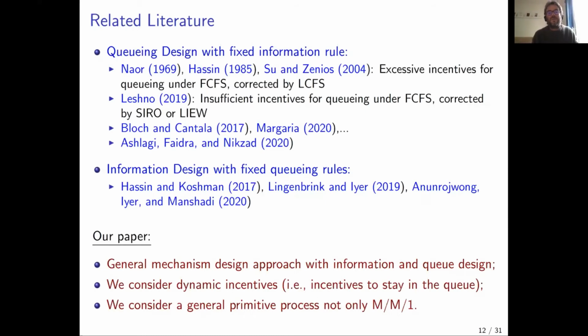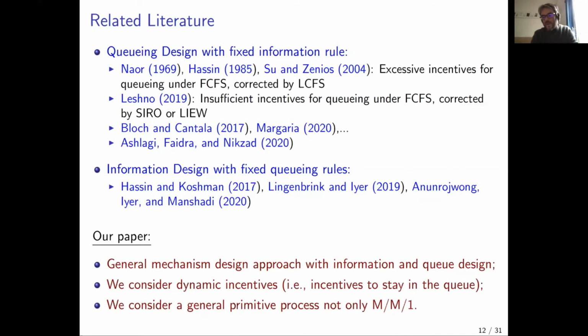And I think one value of what we're doing is that by enlarging the set of instruments, we end up with a solution which is extremely simple and actually used in practice: first come, first served, with policies like fixing a cap on the queue length. So this is one difference with these papers. Again, we allow for both information design and queue design.